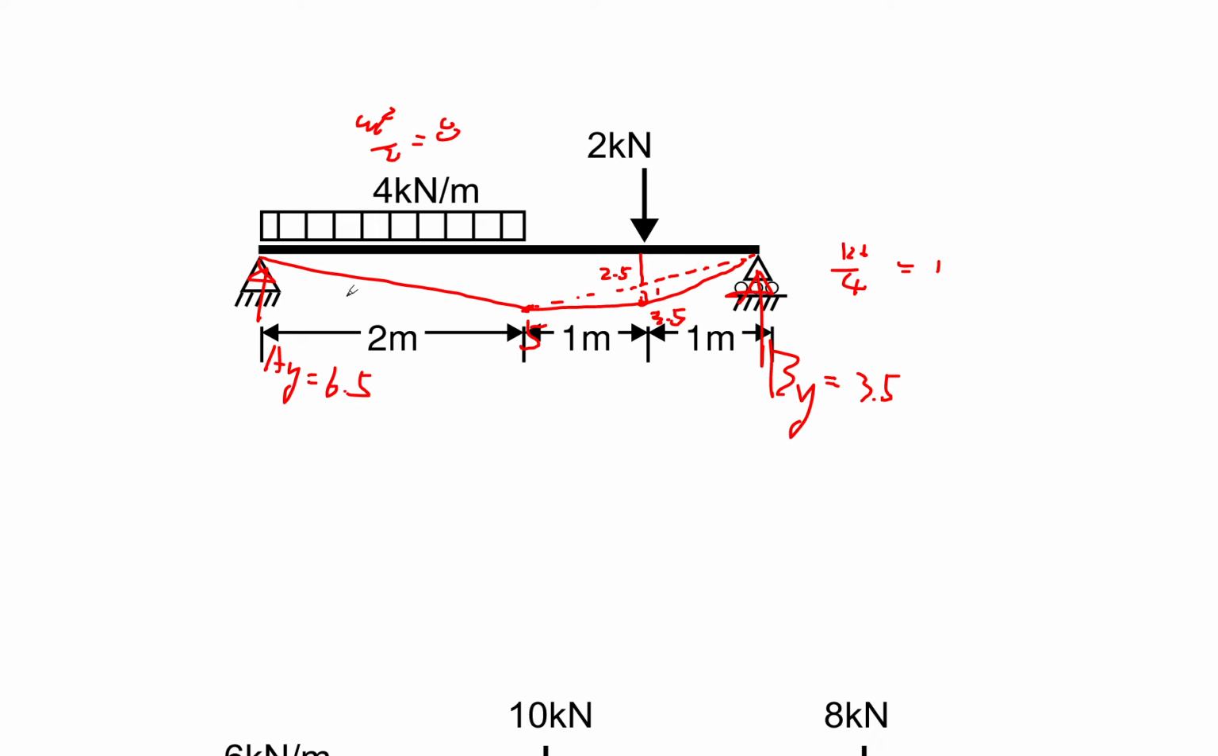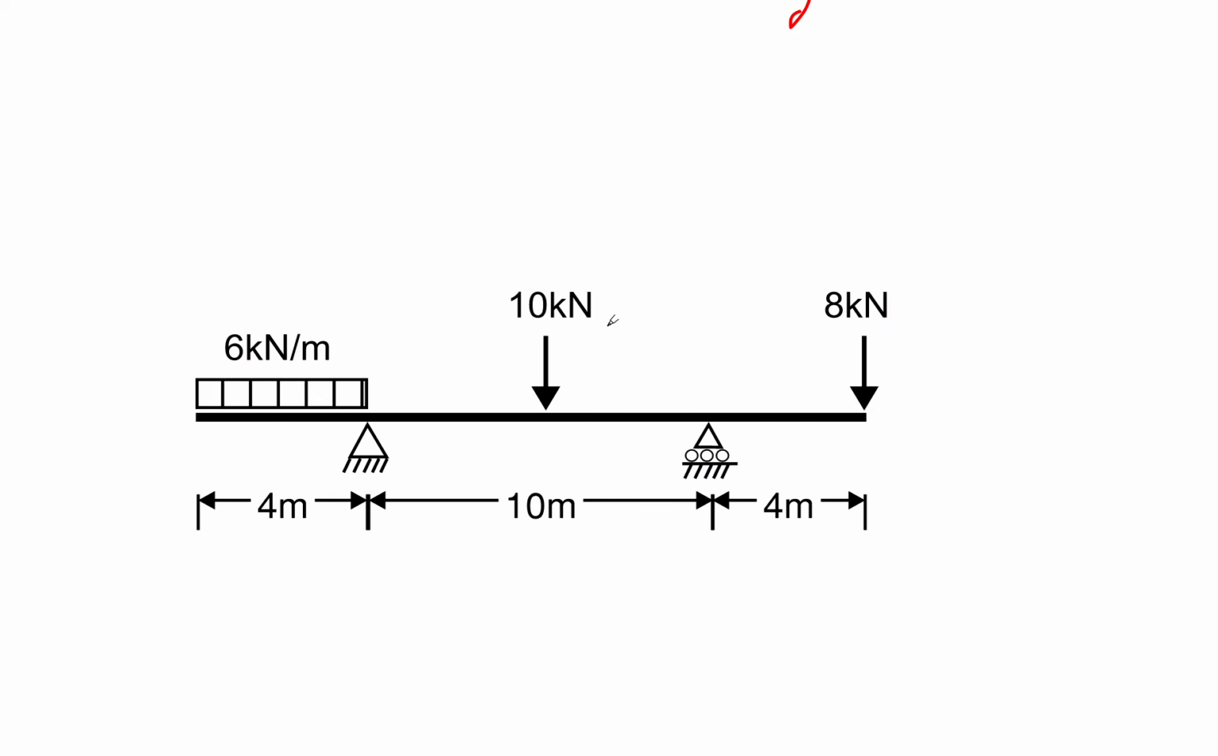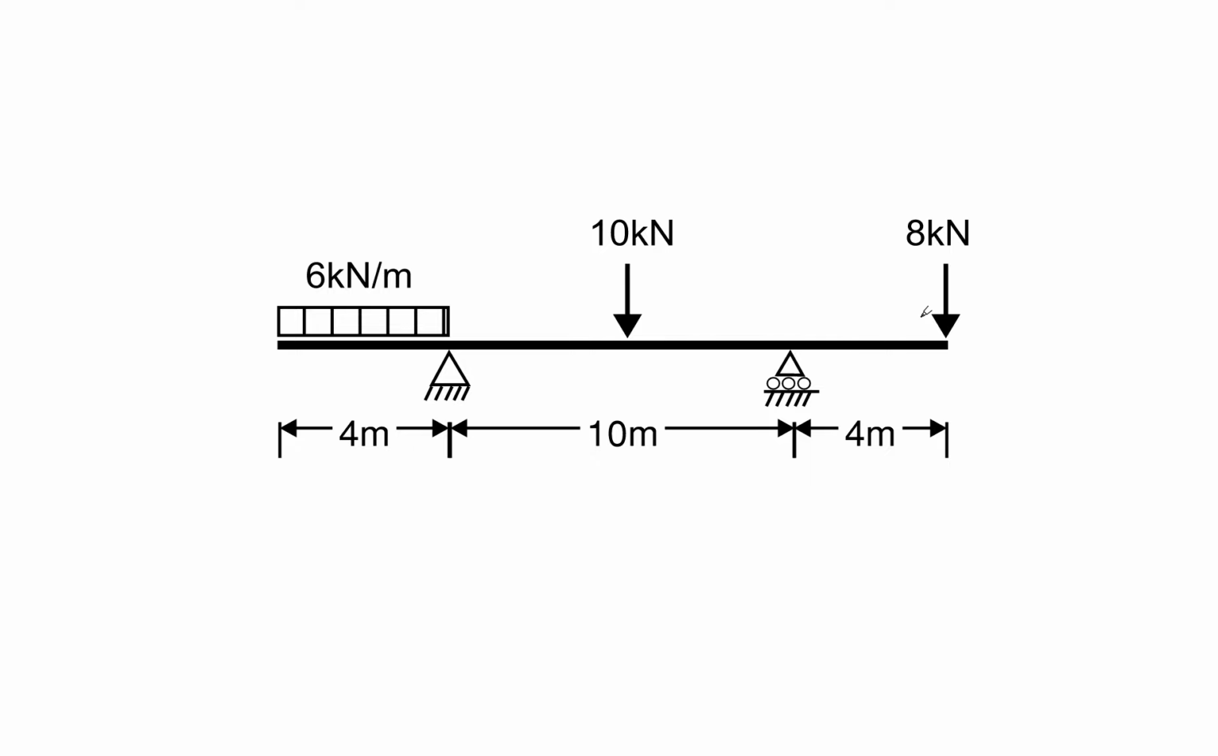So this is your bending moment. It's done. So 3.5 here, 5 is here. So overall this beam is in compression at the top, tension at the bottom. Done. Let's jump onto this one.